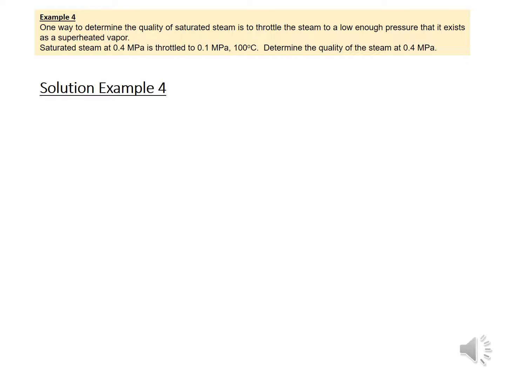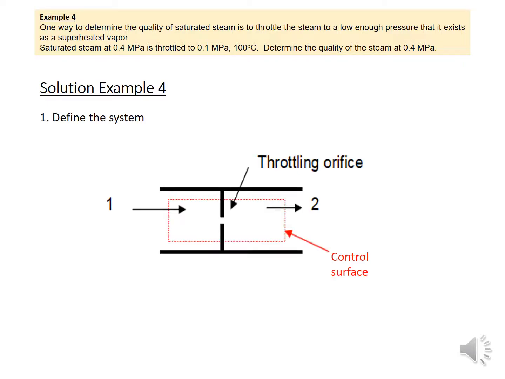For the solution, firstly, we define the system. We draw the system and label the entrance and the exit. The entrance is point 1 and the exit is point 2, and it also has the small hole, which is the throttling orifice. The pressure at the entrance equals 0.4 megapascal and the pressure at the exit equals 0.1 megapascal, and the temperature given for exit is T2 equals 100 degrees Celsius.